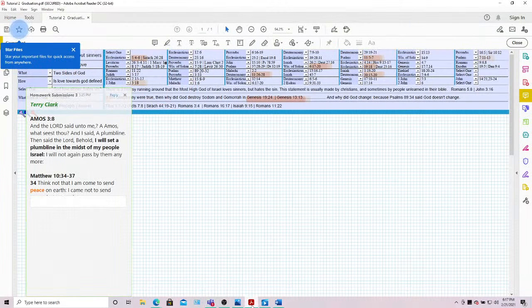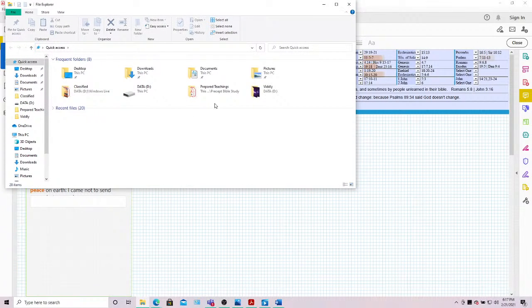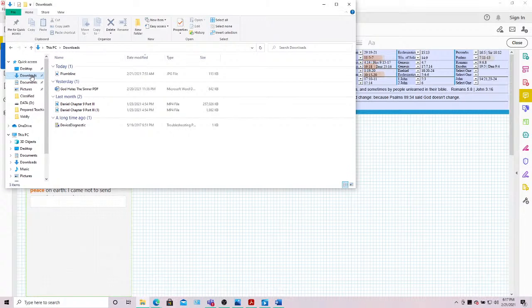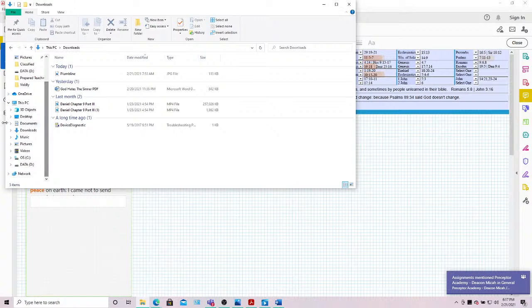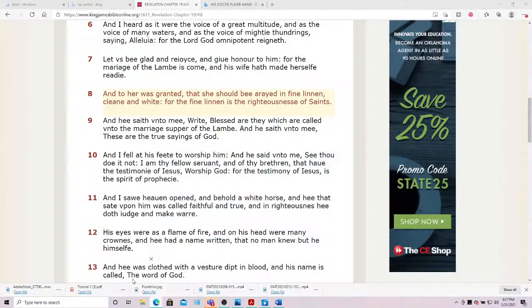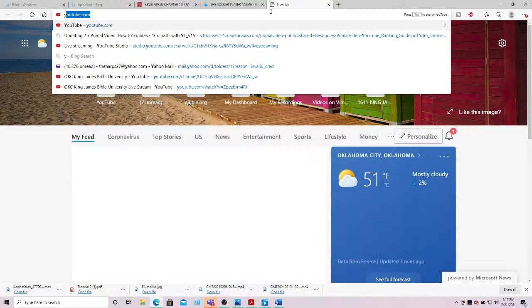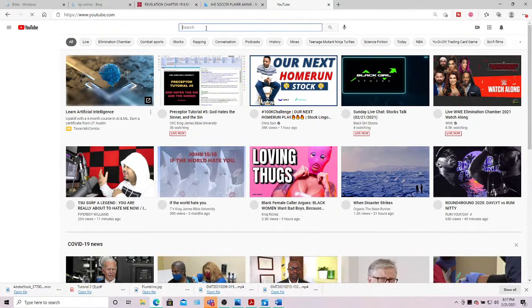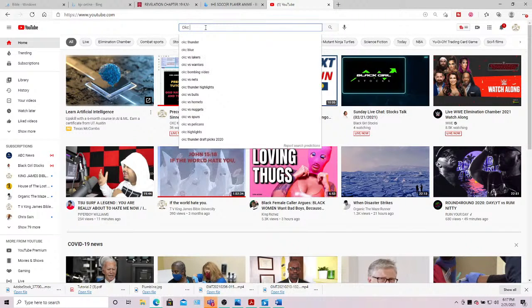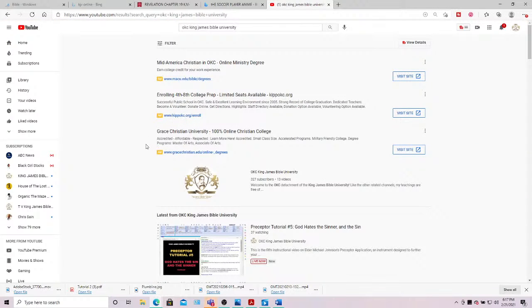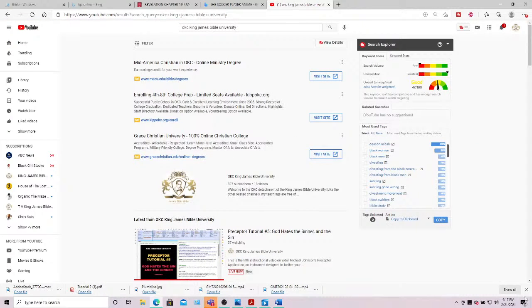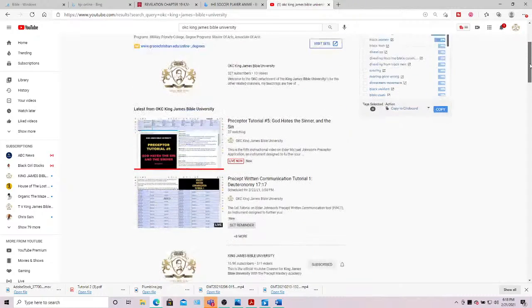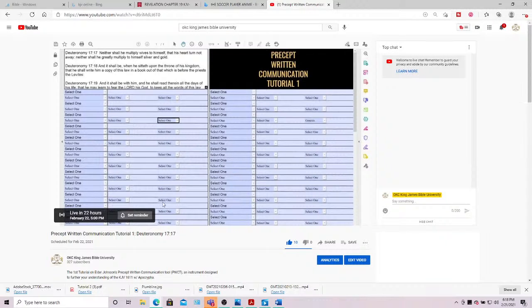With that being said, family, that wraps up God hates the sinner and the sin. Tomorrow we'll be picking up on the Precept Written Communication Tool. I think I have a picture of that. Hopefully I do, let me check my downloads. Dang it. No, I do not have a picture of the Precept Written Communication Tool. So let me just show y'all a thumbnail of what I'm talking about. Go to YouTube, go to my channel, OKC King James Bible University. All right, so tomorrow we'll be talking about this right here, going over the Precept Written Communication Tool.